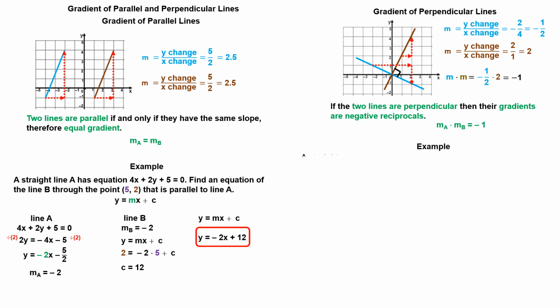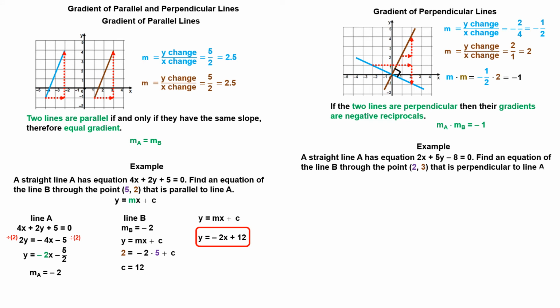A straight line A has equation 2x plus 5y minus 8 equals 0. Find an equation of the line B through the point (2, 3) that is perpendicular to line A. Let's find the gradient of line A. Start by writing the equation in slope-intercept form. Make y the subject.